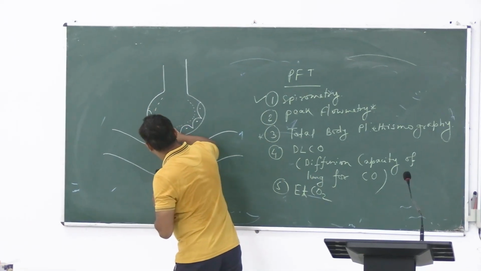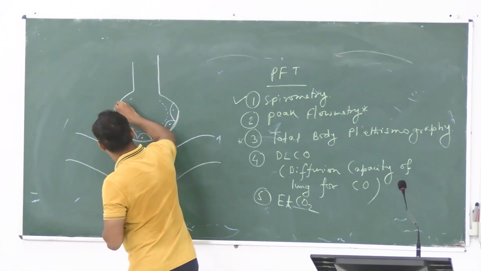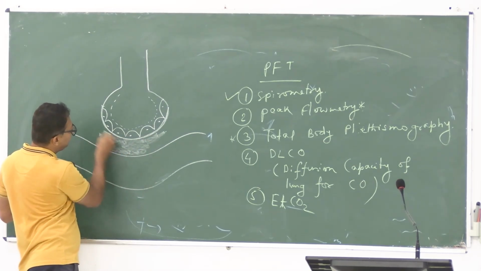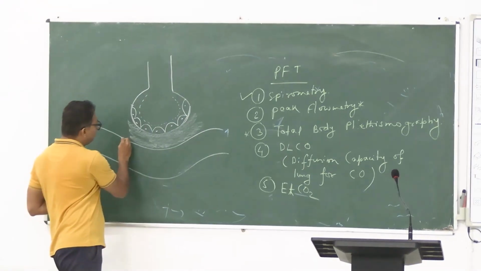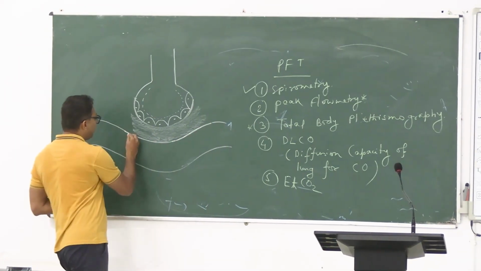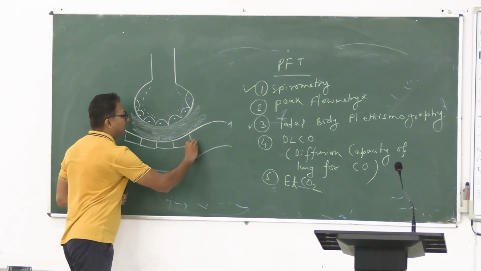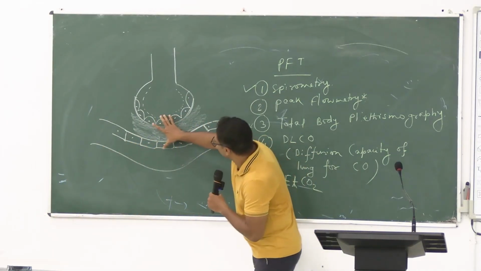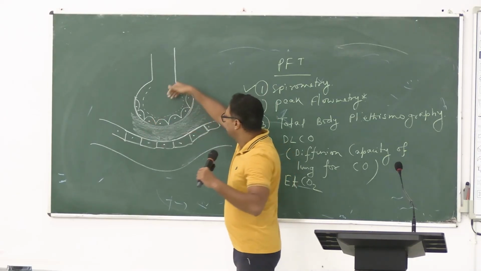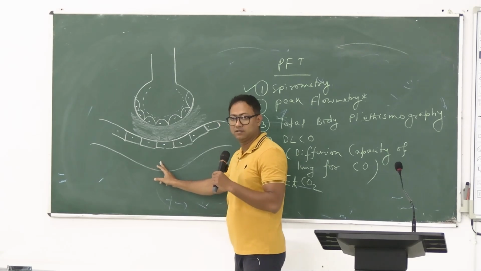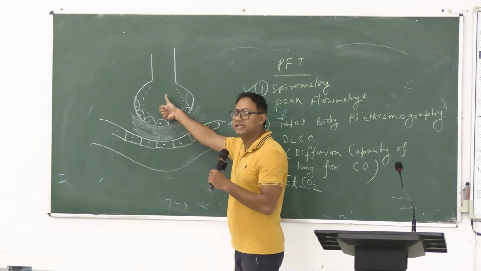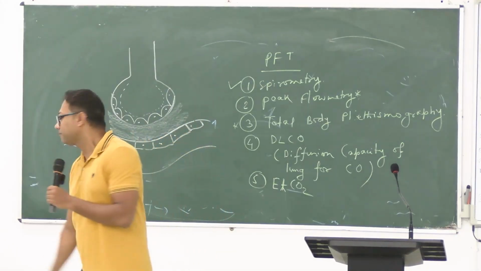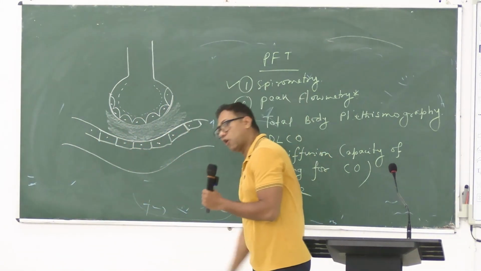Next is the basement membrane. Next we have the interstitial tissue. Again we have a basement membrane in the blood vessel, and we have the endothelium, vascular endothelium. So this total thickness is the diffusion barrier. It has to be crossed by oxygen to enter into blood, or carbon dioxide has to cross this barrier in the opposite direction to enter into the alveoli. Getting my point? So this is also a frequent question that comes.